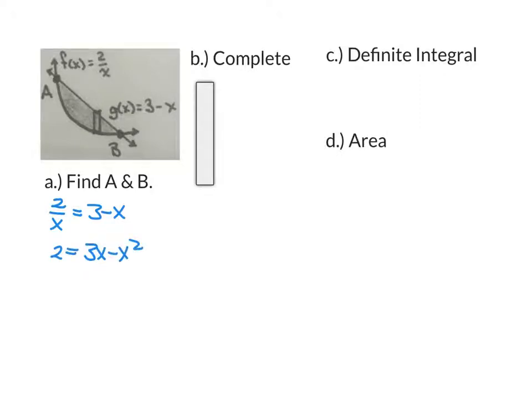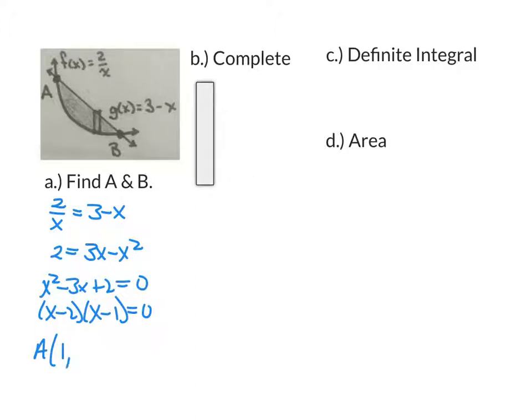Now this is quadratic, so I'm going to set it equal to 0 by bringing the right side over to the left side. I'll add the x squared, subtract 3x, and then my right side is 0. That can be factored into x minus 2 and x minus 1. So I have two x coordinates, one at positive 2 and one at positive 1. A, since it's the point on the left, is going to have the x coordinate of 1.